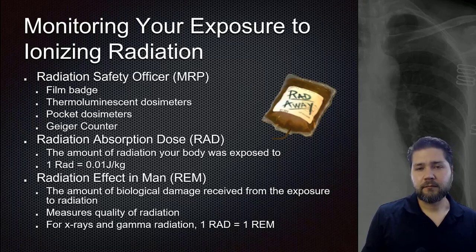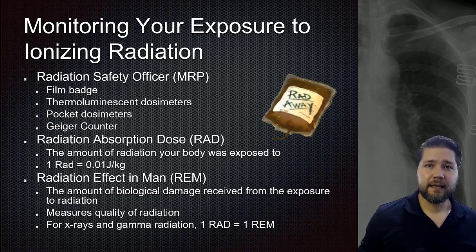So we measure radiation in a term called RAD, or radiation absorption dose. And this is just a measure of the exact amount of radiation you have, and 1 rad is 0.01 joules per kilogram. Now, you don't have to exactly know what that is, but if you hear the term rad, that's what that means. Now, not all rads are created equal.